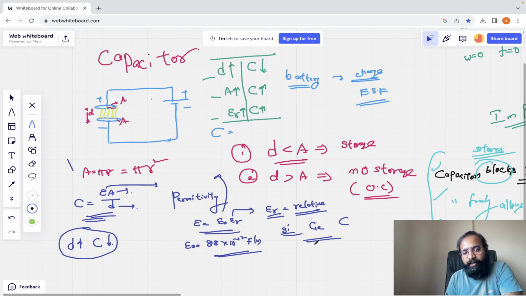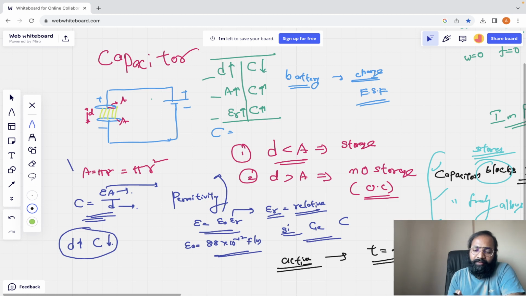If you're getting that type of doubt, the definition of an active device is that it has to deliver the energy to the next devices till t is equal to infinity. It is the original definition of active devices. In the case of active devices, it has to deliver the energy to the circuit or the load till t is equal to infinity. But a capacitor will not deliver energy up to t equal to infinity, it will deliver up to a certain time only. That's why we are perfectly calling this a passive device.